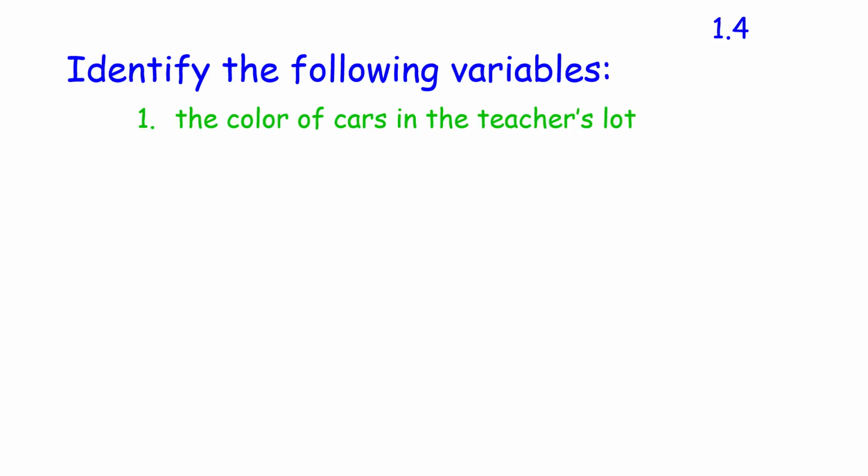Let's practice some. So we're going to identify the following variables. I want to know if they are categorical or numerical. But if they're numerical, then I want to know if they're discrete or continuous. So here's our first one. The color of cars in the teacher's lot. What do you think? Categorical, numerical? Yep, that's going to be categorical because we're talking about colors. You can't average colors together.